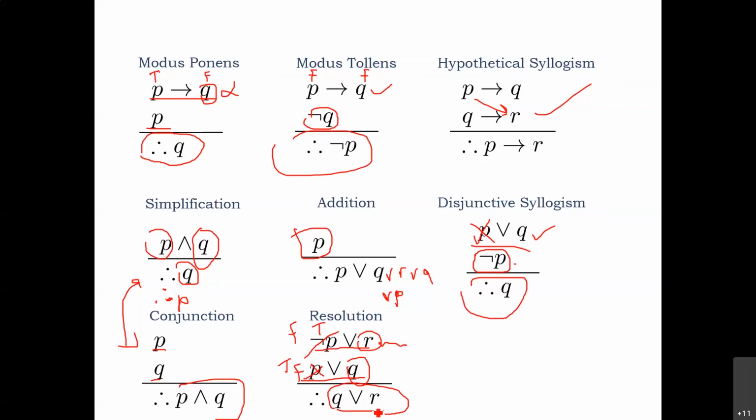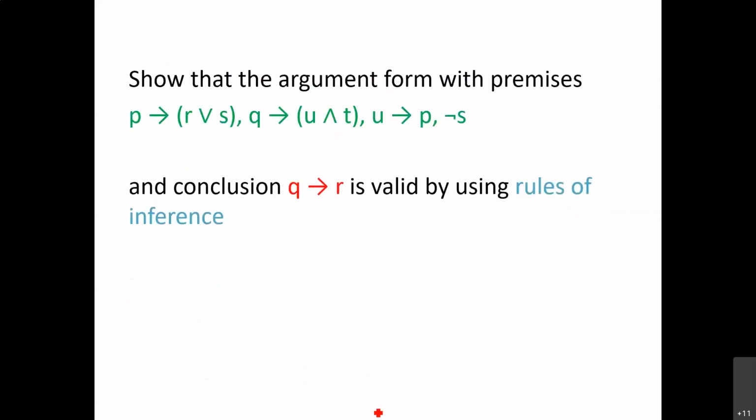How can we actually make use of this stuff? Show that the argument form with these premises does this. So we're given these premises, and I want to reach this. They're comma separated just so it's easier. You can assume you have ands between them, like they're all true at the same time. I want to reach Q implies R.